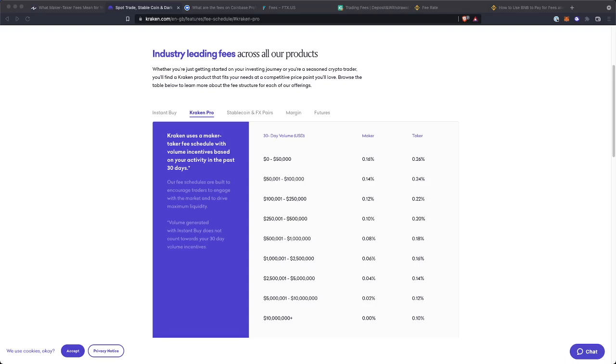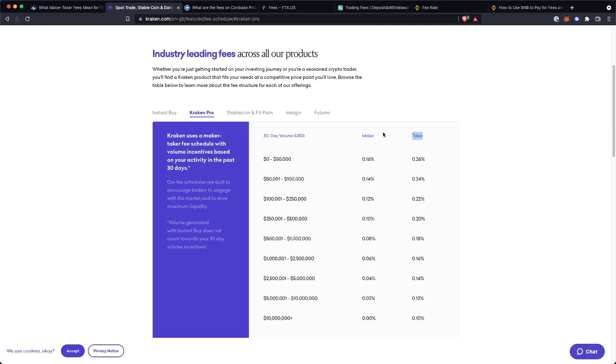First off, let's take a look at Kraken's fees. So you can see I have Kraken Pro selected right here, and we can see their fee structure. Most exchanges will do this 30-day volume fee tier, where the more you trade in a 30-day period, the less your fees are. And as you can see, if you're trading over 10 million, you actually don't pay any fees in the maker column. Now, let's take a quick detour to understand the difference between maker and taker fees.